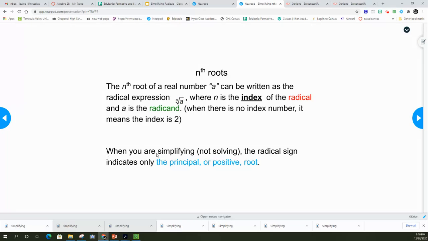All right. When you are simplifying, the radical sign indicates the principal or positive root, not solving. Remember, when we're solving, if you have x squared equals 25, you're going to get 5 and negative 5. But if it's just what is the square root of 25, it's just 5. If I want a negative 5, I would put the negative square root of 25. When we're simplifying, whatever the sign in front of the radical is, that's what we're going to use. And we'll see that if it's an odd index number, you could also do negative roots.